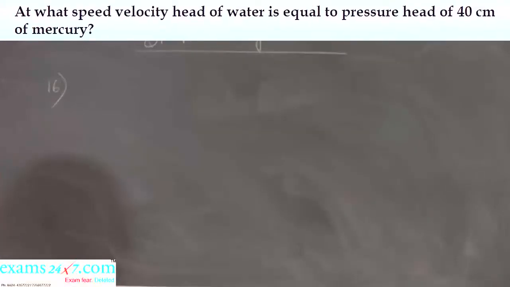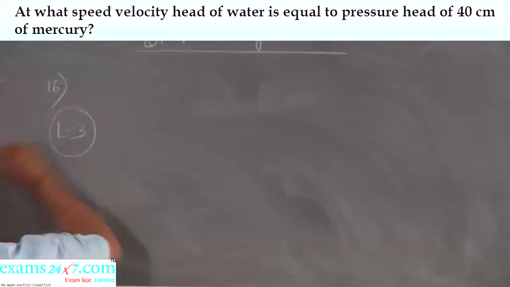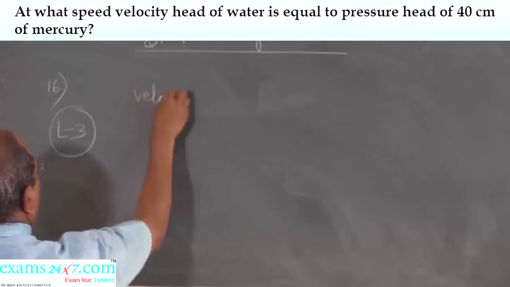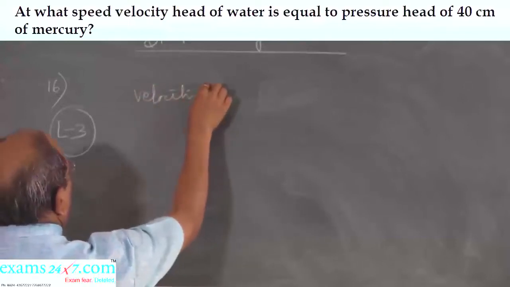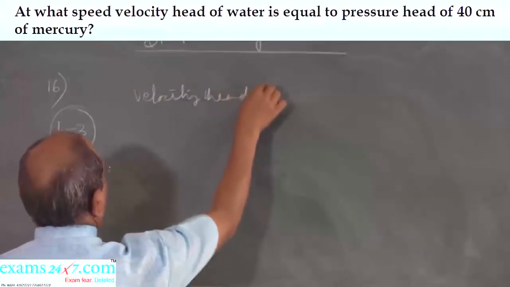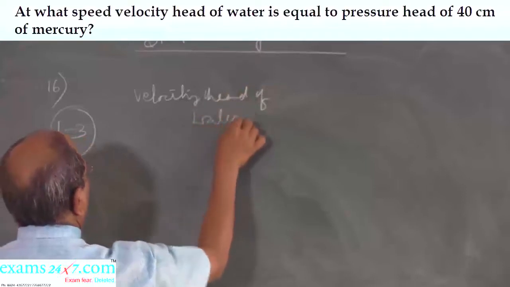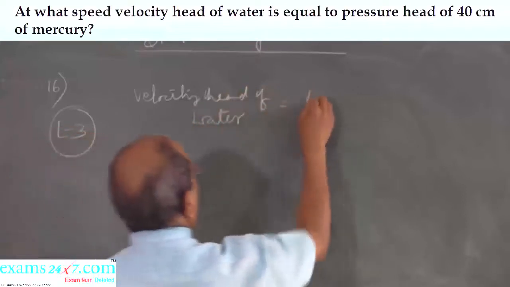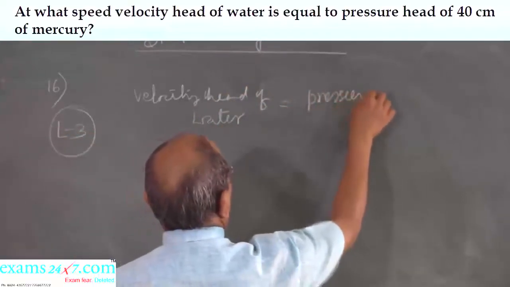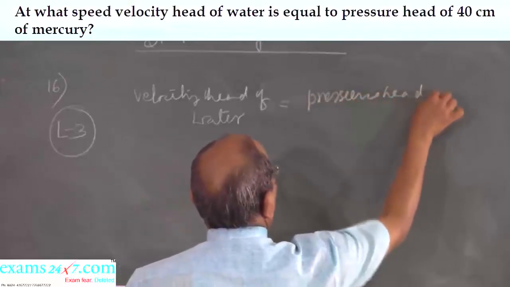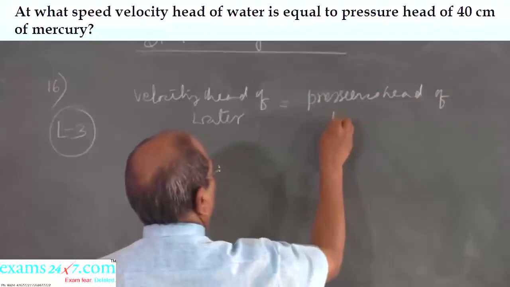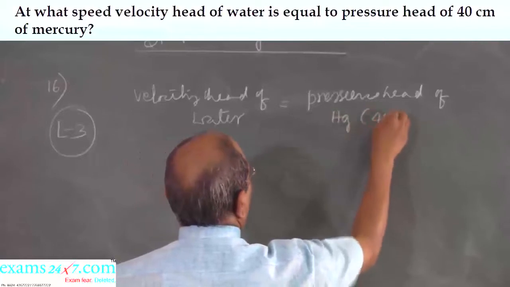Velocity head of water is equal to pressure head of 40 centimeter of mercury. They given here, the question when simplified to understand: velocity head of water is equal to pressure head of 40 centimeter of mercury.